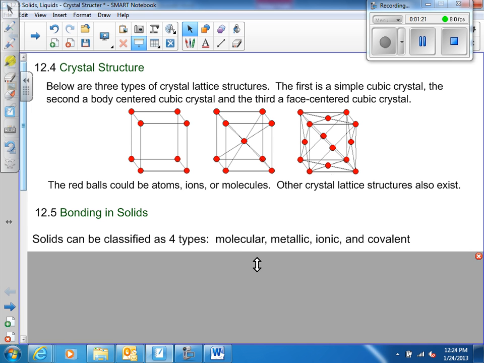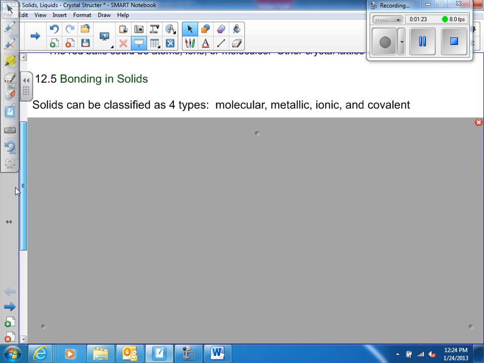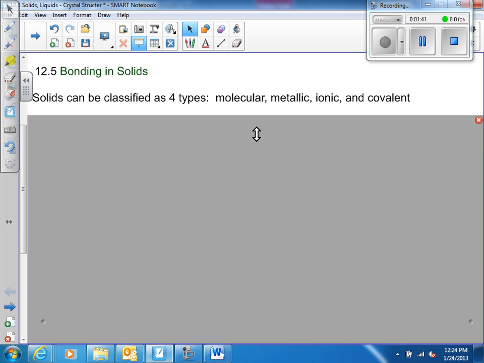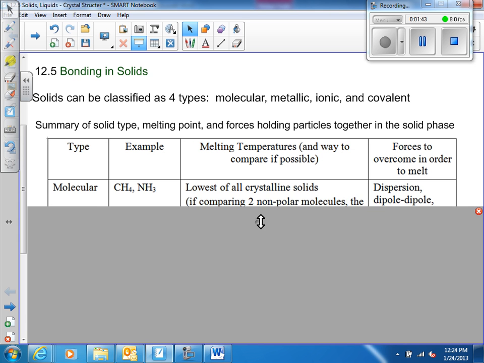All right, bonding in solids. We're going to classify solids as four types: molecular, metallic, ionic, and covalent. These covalent ones, you might think that they're molecular because they're made only of nonmetals, but they're called macromolecules as well. We call them covalent network solids. And here's some information about each of these.